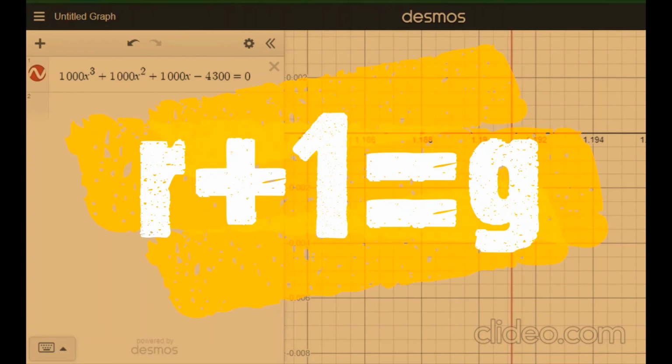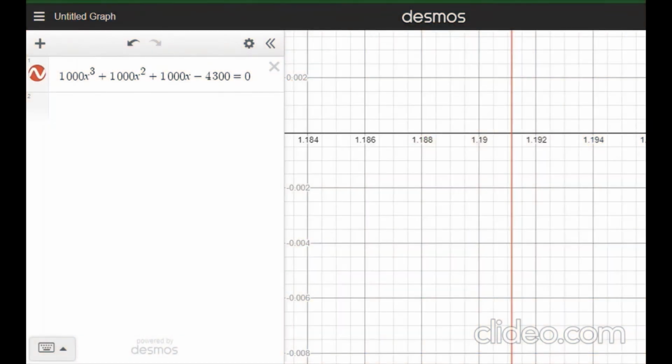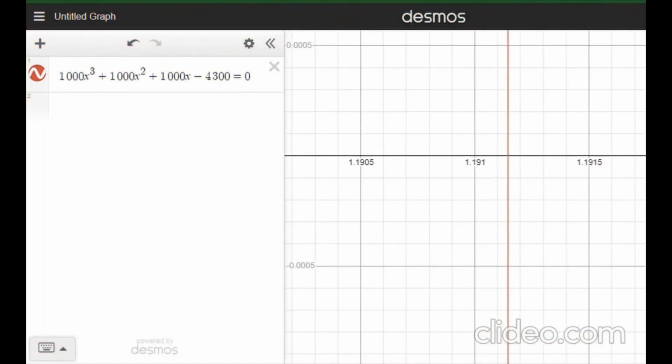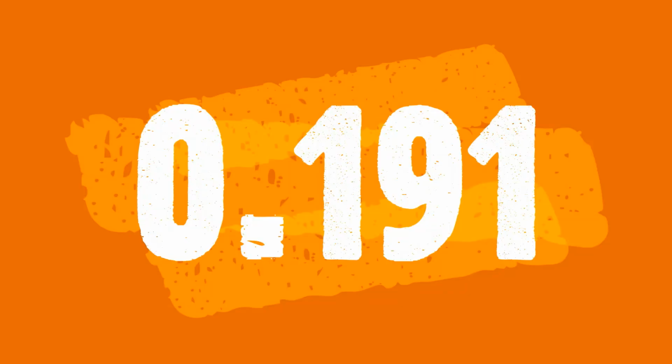We just subtract 1 from it and we get the interest rate, because it states that the interest rate plus 1 is equal to the growth. So we have our answer. It's somewhere between 0.191 and 0.1915, and that should be our answer.